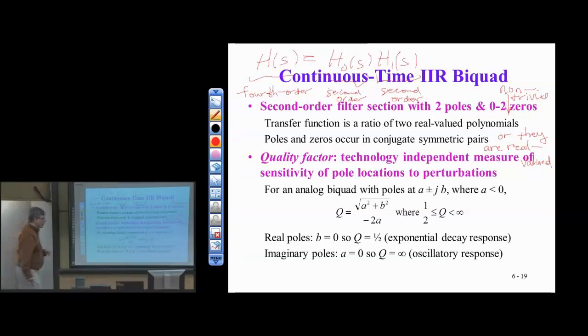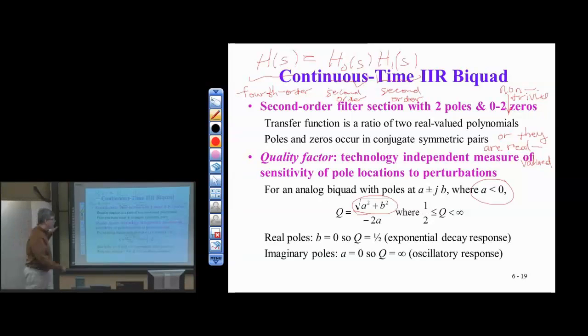So for an analog biquad with poles at a plus and minus jb, where a has to be negative for BIBO stability, you want the poles on the left-hand side of the plane, there's a very simple formula for the quality factor. The quality factor is simply the absolute value of the pole location, divided by minus 2 times the real component. The real component's negative, so minus 2 times little a is positive. We don't let a equal 0. That's forbidden here. That's an oscillator. It's a fine oscillator, not a filter.